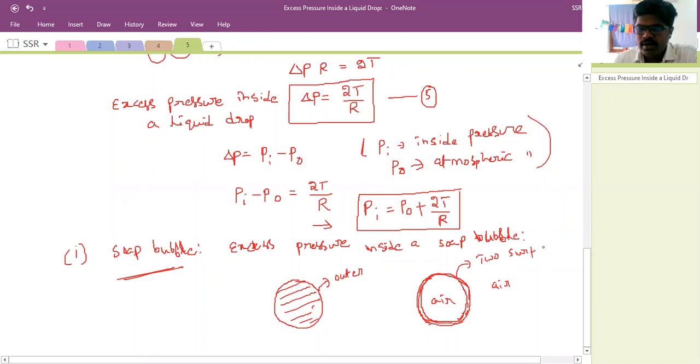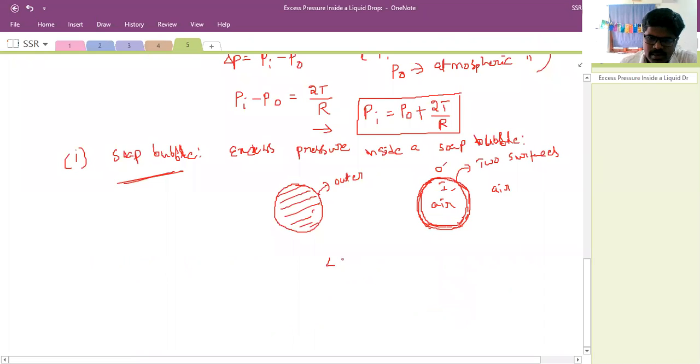Two surfaces. Are you clear on this point? Outer surface, inner surface. O for outer surface, I for inner surface. Okay. Then in such a case, very simple, the excess pressure delta P is equal to, instead of 2T by R, you can write 2 times 2T by R. You can do the derivation also, you'll get the same.